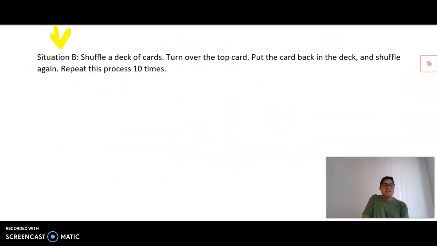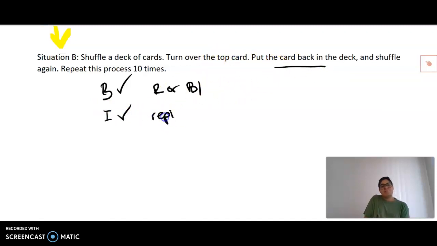So let's see now if we meet the BINS criteria here. So binary, check because we are red or we're black. Independent, well, check because it looks like we're putting the card back. So we are doing this with replacement.